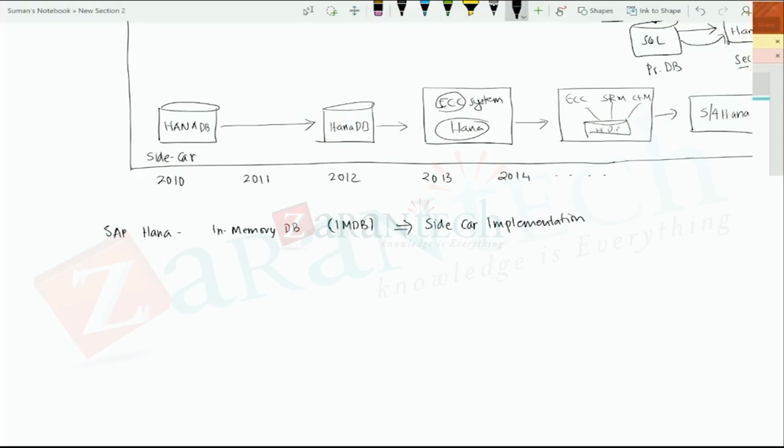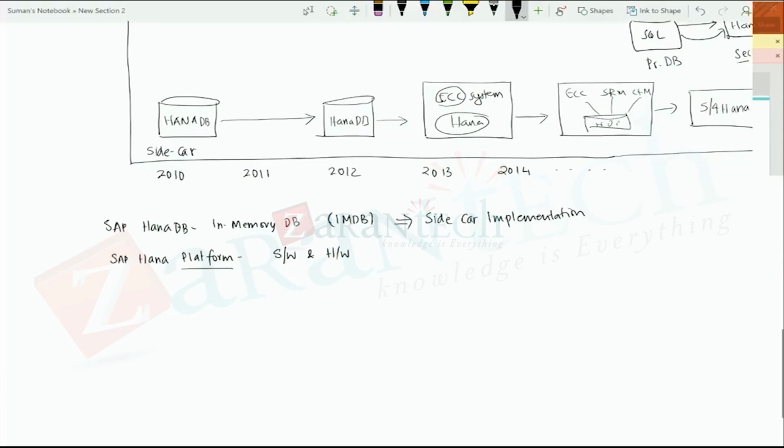Then SAP soon realized its potential and immediately started changing its terminology. It went from SAP HANA DB to SAP HANA platform. So let's understand what that terminology called platform is referring to. Typically in the IT world, a platform is nothing but a combination of software and hardware.